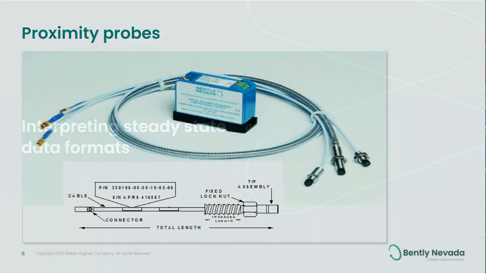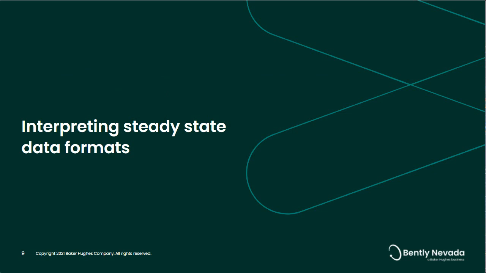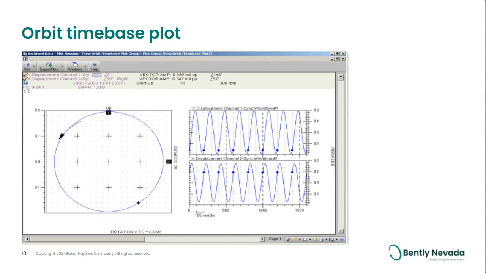So now that we have covered sensor basics, let's start interpreting steady-state data formats. This is primarily going to be centered around sleeve bearings, and Billy will cover roller element bearings shortly. So here we have an orbit time-based plot. This is one of the basic plots that we use in rotor dynamics and diagnostics.